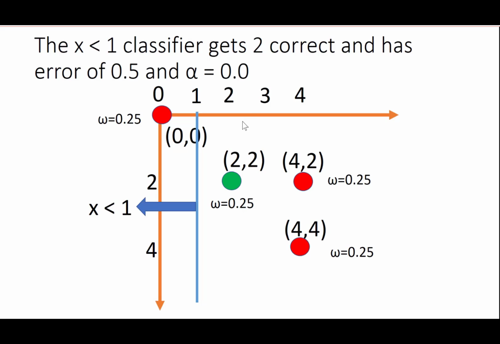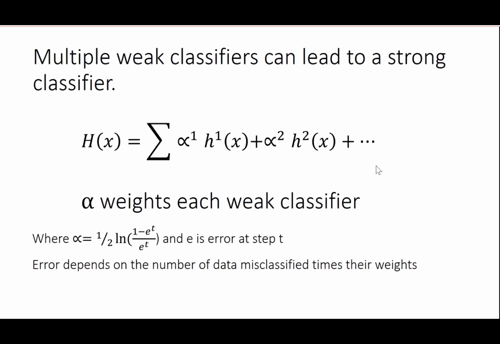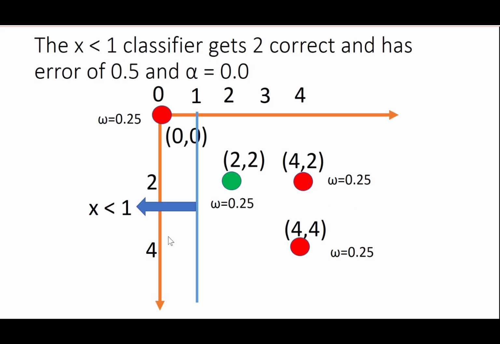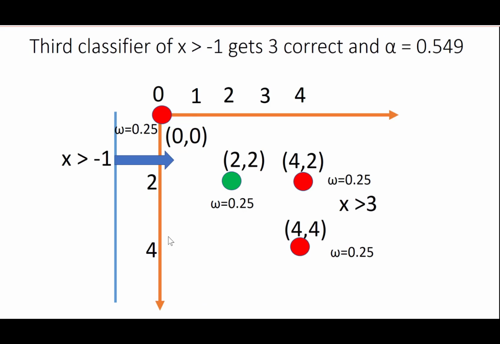Okay, because when we go back to the equation here, we've got 1 minus the error. So we've got 1 minus 0.5 over 0.5. So that's the log of 1, and that's 0. So alpha will be 0. This classifier is not going to take part in the first round. It's got an alpha of 0.